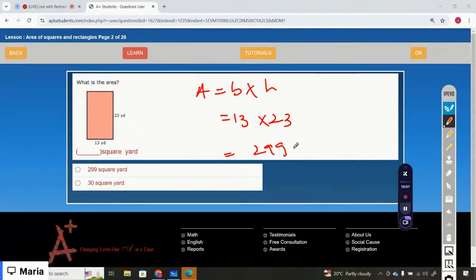That is 299 square yards. Option number 1 is the correct option.